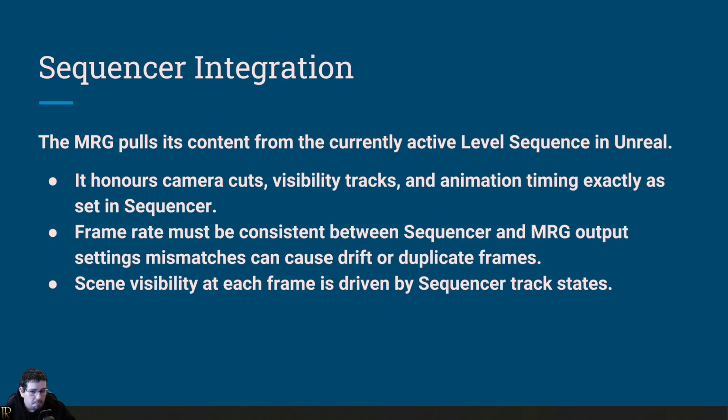The Movie Render Graph pulls its content from the currently active level sequence in Unreal Editor. It honors camera cuts, visibility tracks, and animation timing exactly as set in the sequencer. Frame rate must be consistent between sequencer and movie render graphs. Output settings mismatches can cause drift or duplicate frames. Scene visibility at each frame is driven by sequence track states.